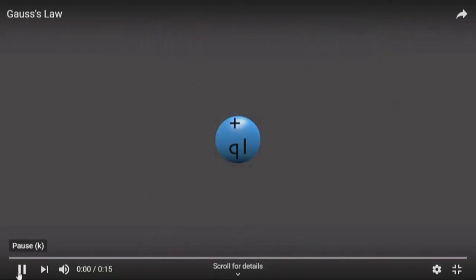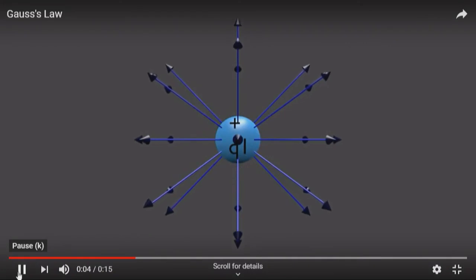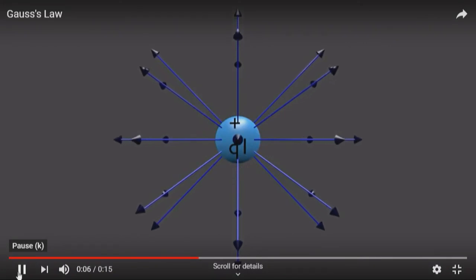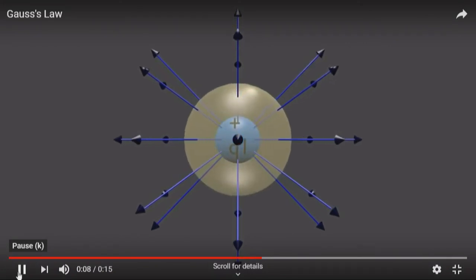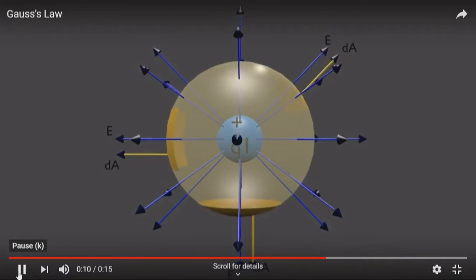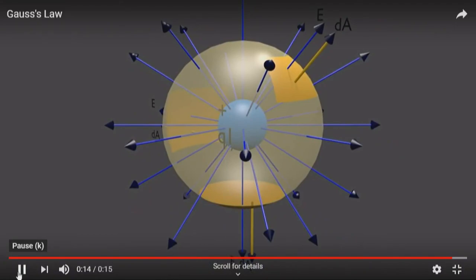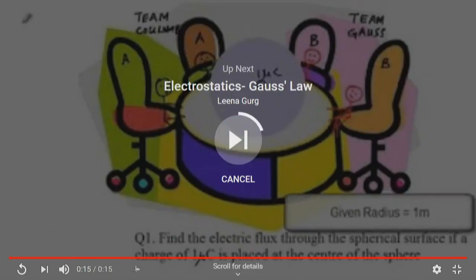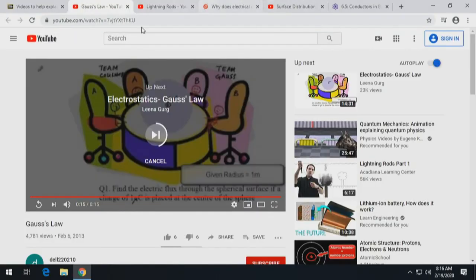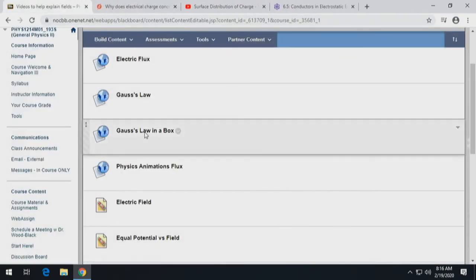Let's go back here and hit replay. So this is drawing our field lines. It's going to put in a Gaussian surface, and you're going to be able to see how the flux is associated with the surface. So it's a more visual way of looking at electric flux than trying to do my handy-dandy drawings on the screen. You can also look at electric flux in a box.